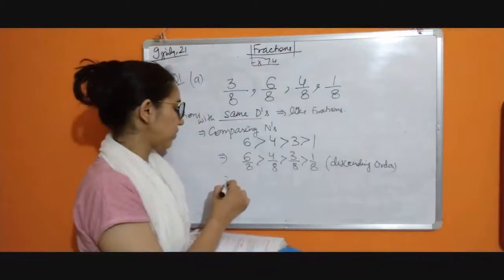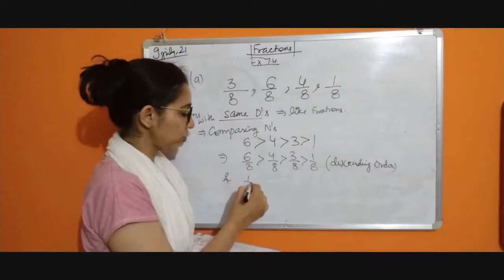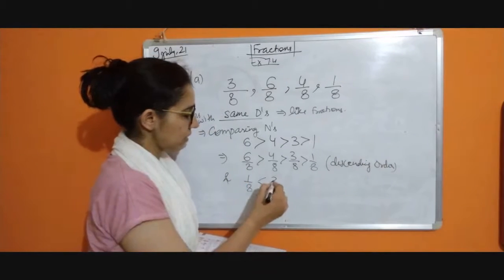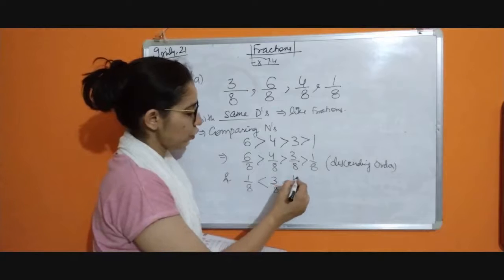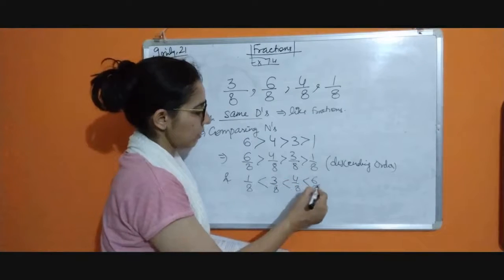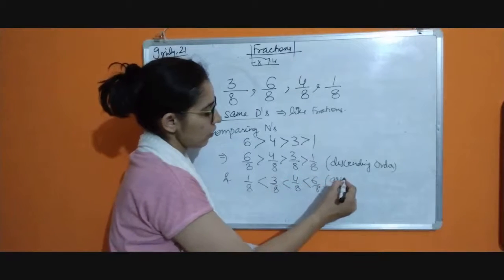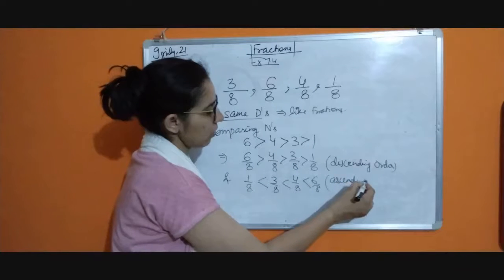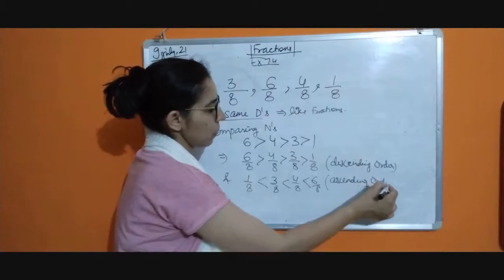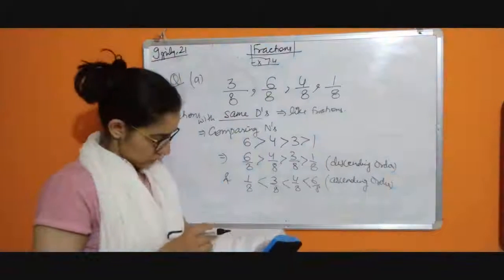And if you want to write them in ascending order, it is going to be 1 by 8 less than 3 by 8 less than 4 by 8 less than 6 by 8. This is your required ascending order. Okay.